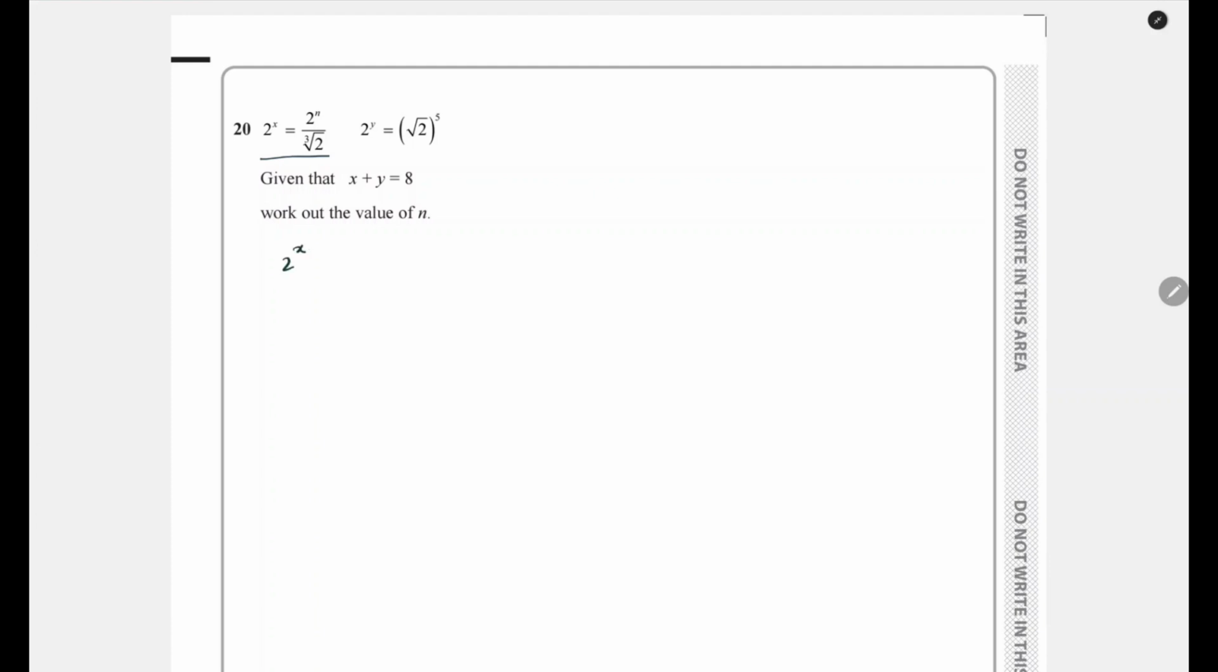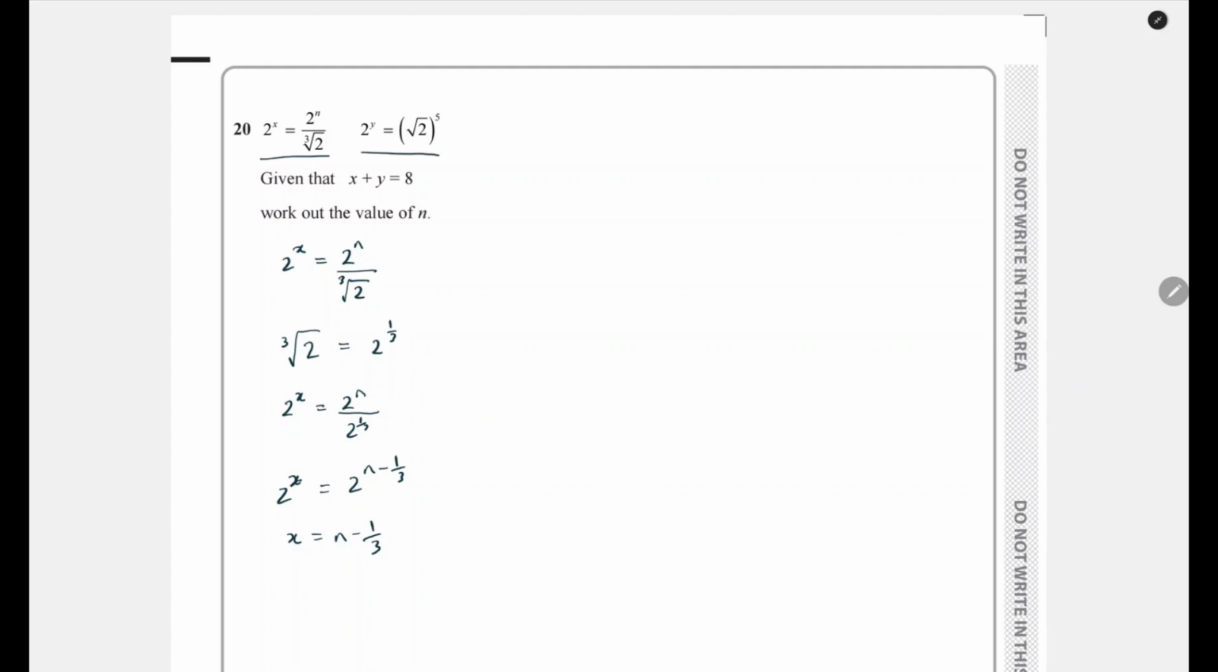So it says 2 to the power of x is equal to 2 to the power of n over the cube root of 2. We know that we can write the cube root of 2 as 2 to the power of a third. And so rewriting this equation gives us 2 to the power of x is equal to 2 to the power of n over 2 to the power of a third. Now, using our rules of indices, we know that when you have the same base and you're dividing, you can take the indices away from each other. So we have 2 to the power of x is equal to 2 to the power of n minus 1/3. And again, as the bases are the same, we can say that x is equal to n minus 1/3.